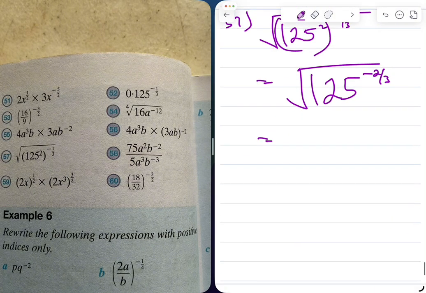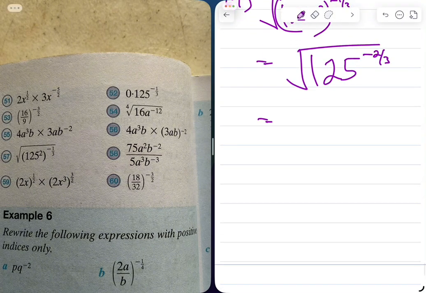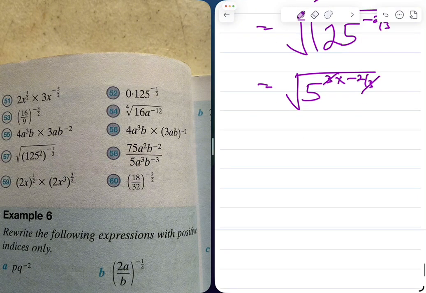And that simply means, how do we write this? Okay, I can write it as square root means raised to the power half. So I can write it as this. The square root of 125 is 5 raised to the power 3. So if you raise that to the power minus 2 over 3, that's the same as 5 raised to the power 3 times 2 over 3. 3a1, 3a1.